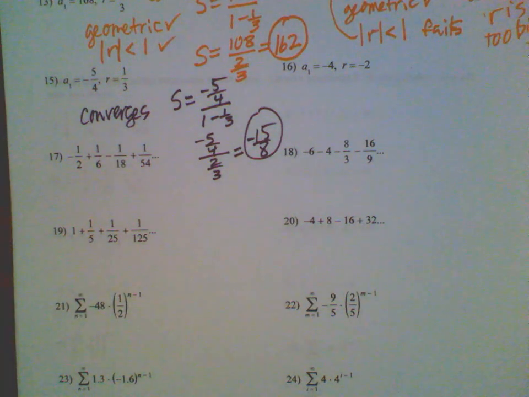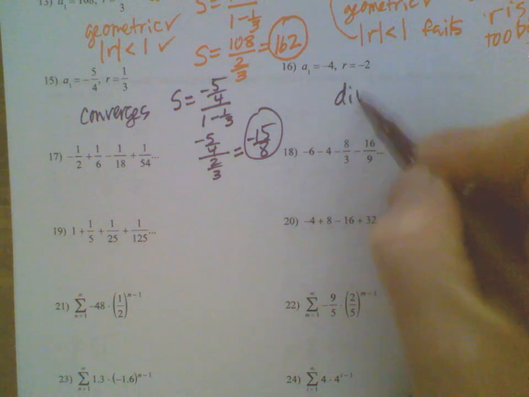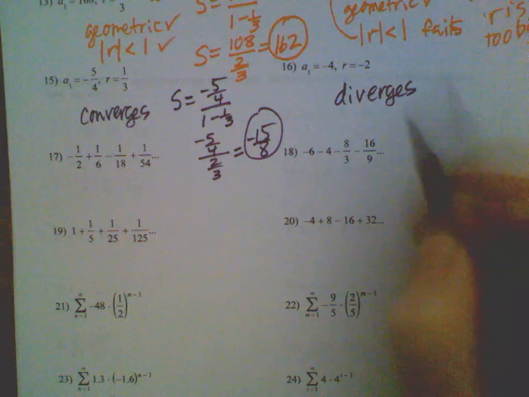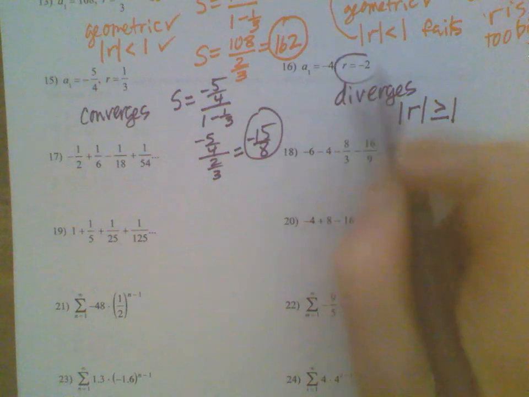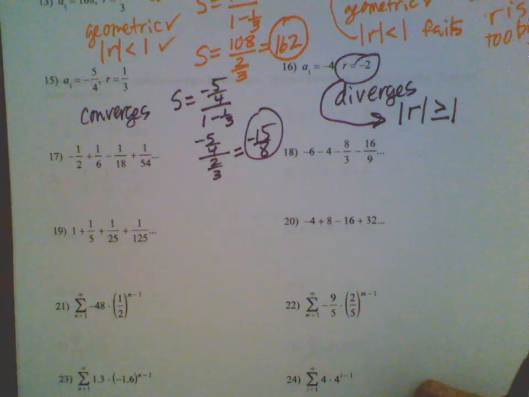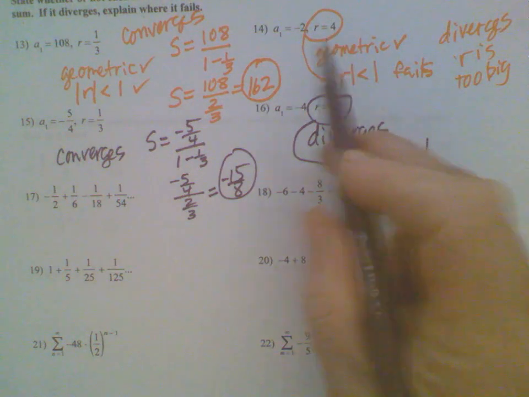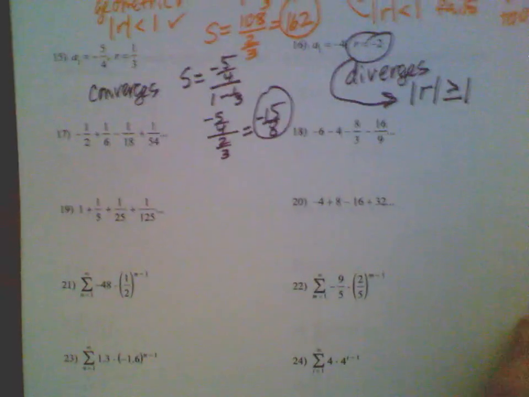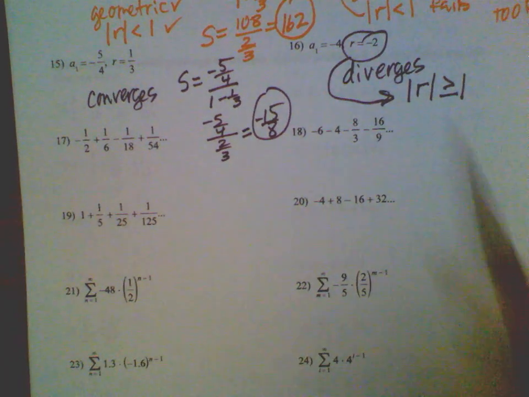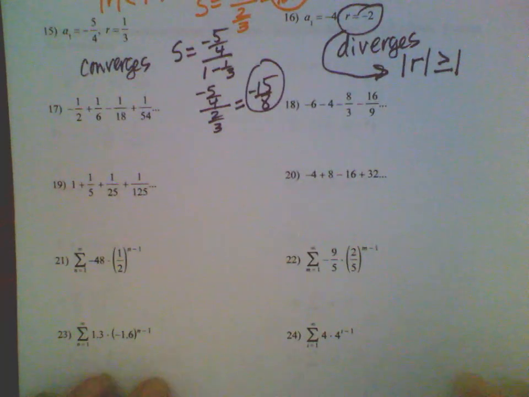Moving on to number 16, same thing. We can go through these fairly quickly. Does this converge or diverge? Well, it's geometric, but R is the wrong size, so it diverges. And we say absolute R here is greater than or equal to 1, that negative 2. I didn't want to say it was too big there. I know that's what I said on the last one. That one worked pretty easily because R was 4, and 4 is bigger than 1, but here it's negative 2, and negative 2 is not bigger than 1, but the absolute value of R is greater than or equal to 1. So maybe that is a better way to write it when we do it.